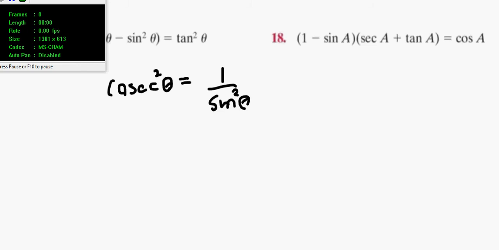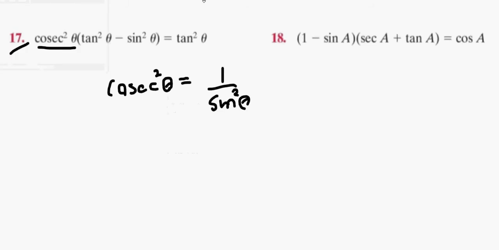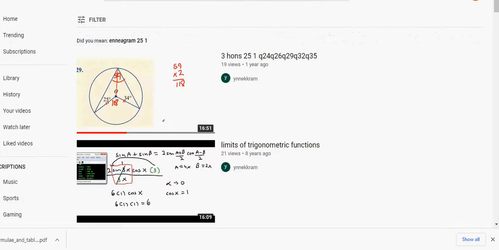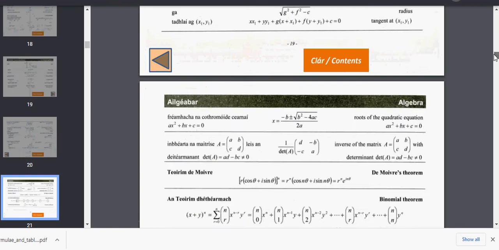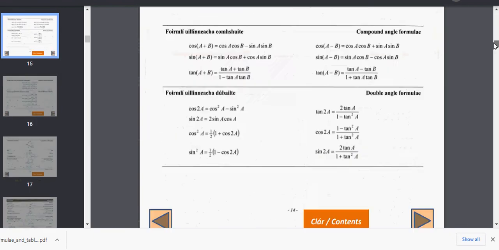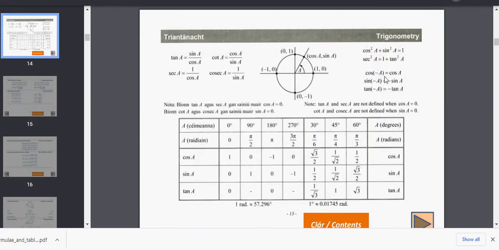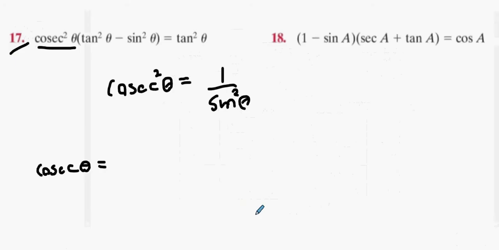Start off with question 17. What I would have said previously is that when you get cosecant theta, and once again, if you forget what you're looking for, you can always just go to page 13 of your notes. There we are. Cosecant is 1 over sine A. Just always remember that you're capable of doing that. So cosecant is 1 over sine theta, and square both sides. So cosecant squared theta is 1 over sine squared theta.